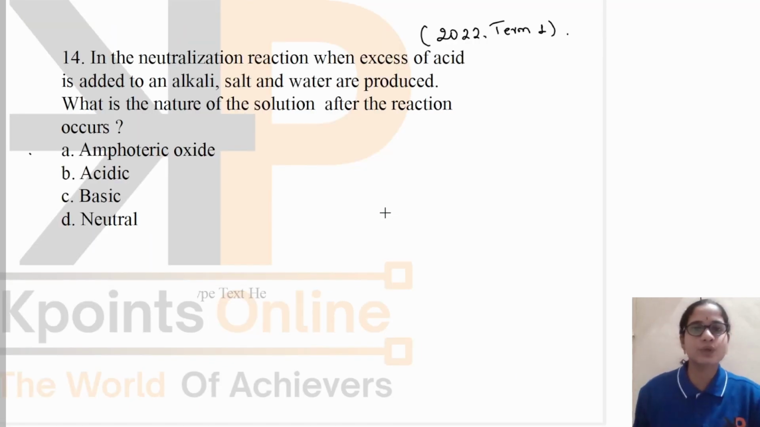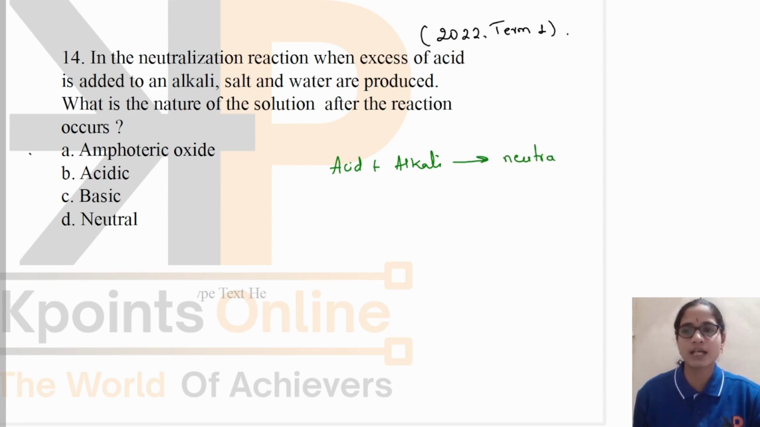Next question. In the neutralization reaction, when excess of acid is added to an alkali, salt and water are produced. What is the nature of the solution after the reaction occurs? First, understand the question properly. When acid and alkali are mixed, they undergo a neutralization reaction. Then our question is, excess of acid is added. This is added in excess.